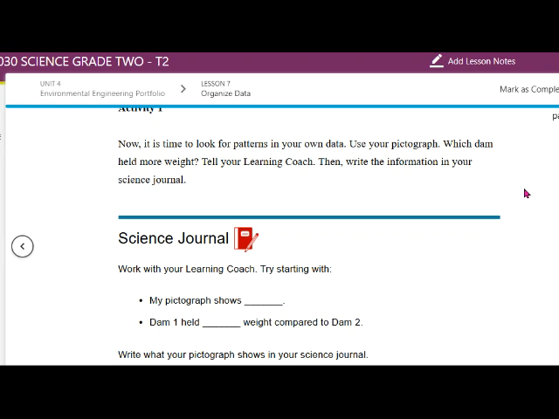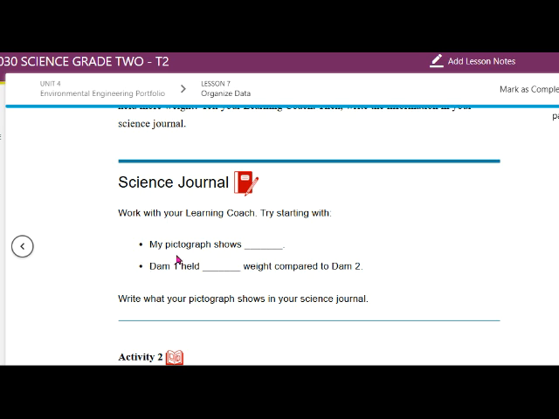All right, now it's time to look for patterns in your own data. Use your pictograph or your bar graph. Which dam held more weight? Tell your learning coach, then write the information in your science journal. So you just need a short sentence just like I showed you. You could say my pictograph shows or my bar graph shows, or you can write dam 1 held, and you might write more or less right here, weight compared to dam 2. So write what your data shows in your science journal.